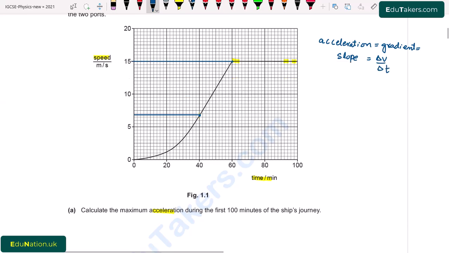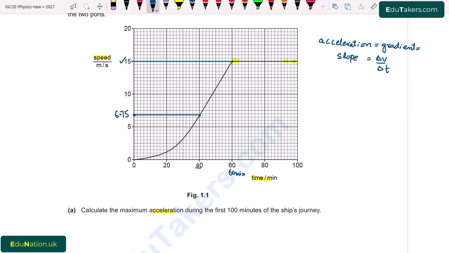So here we can see that one big box is equal to 5 meters per second. It means that one small box is equal to 0.5 meters per second. And the speed at 60 minutes is 15 meters per second, and we have to find out the speed at 40 minutes. It means the speed at this point. We have to calculate the speed at this point, and it is almost 6.75. I write here at this point speed is 6.75 meters per second.